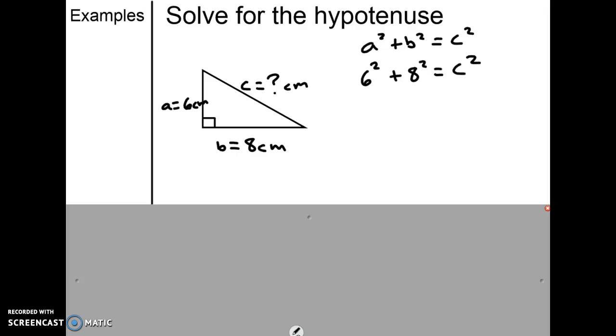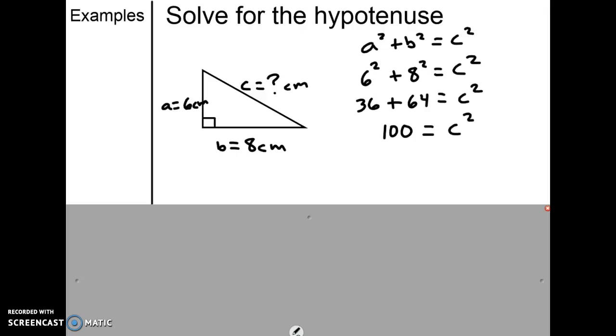If you're not sure of your perfect squares, you can use a calculator at this point, but 6 squared would be 36, and we're going to add that to 8 squared, which would be 64, and that's still equal to our hypotenuse squared, or c squared. 36 plus 64 comes out to be an even 100, which is still set to c squared.